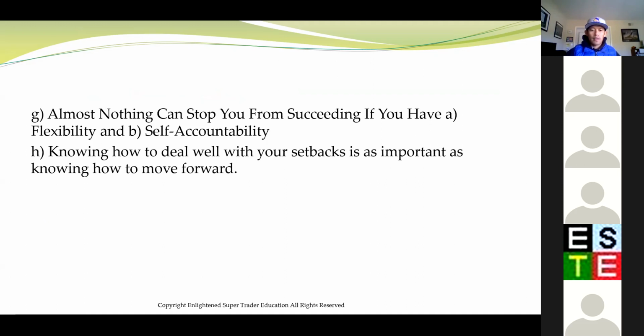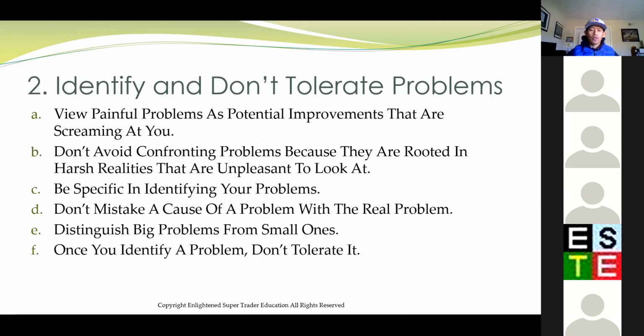All right, next, step 2 is to identify and not tolerate problems. He cut it down into 2, 4, 6 different steps. It is about viewing painful problems as potential improvements that are screaming at you. It is a common mistake to move in a nanosecond from identifying a tough problem to proposing a solution for it. Strategic thinking requires both diagnosis and design.